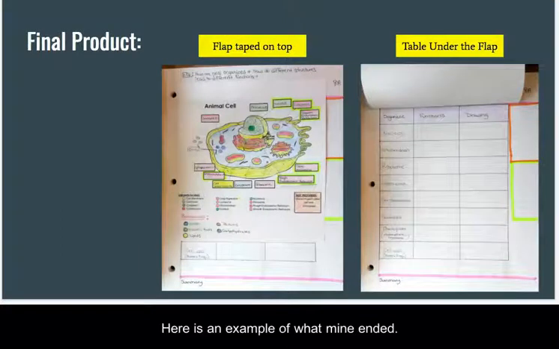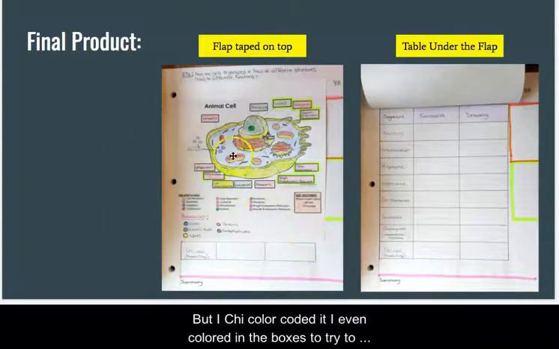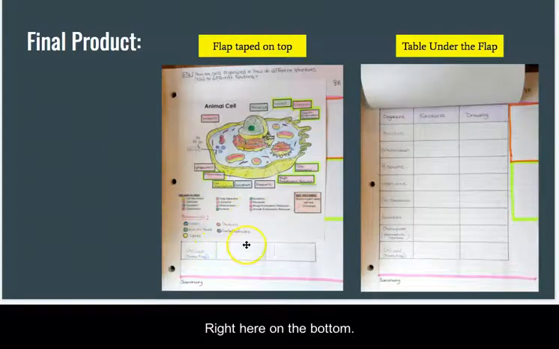Here's an example of what mine ended up looking like. You can kind of zoom in on it and see. But I color coded it. I even colored in the boxes to kind of match which biomolecule it went with. And then I put a key for it right here on the bottom.